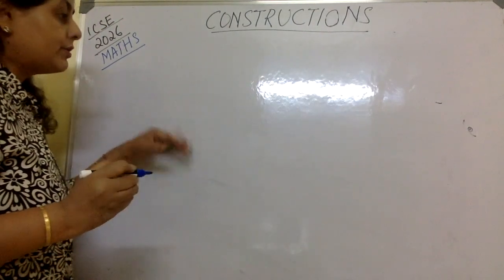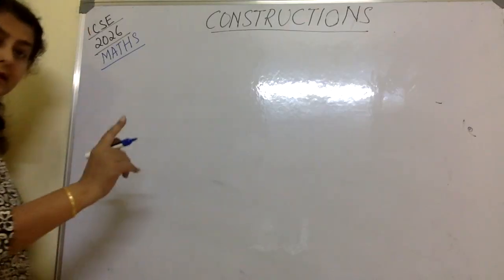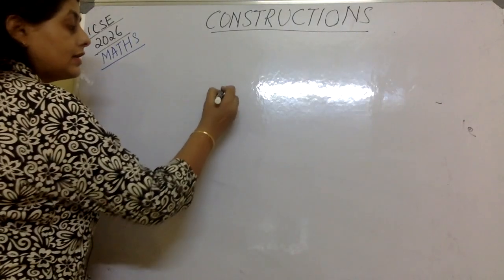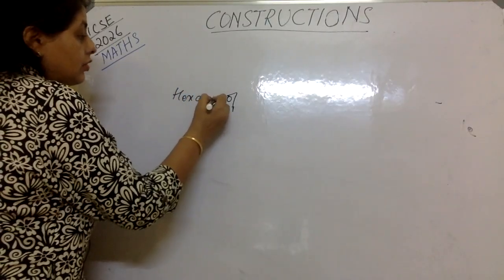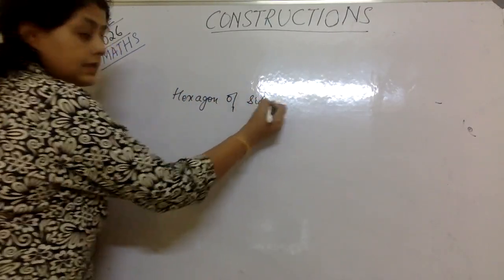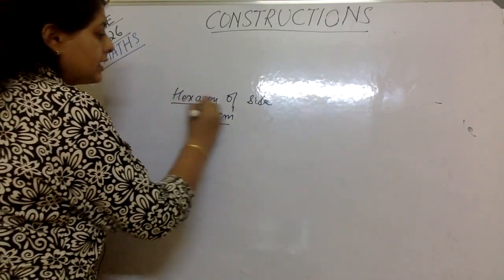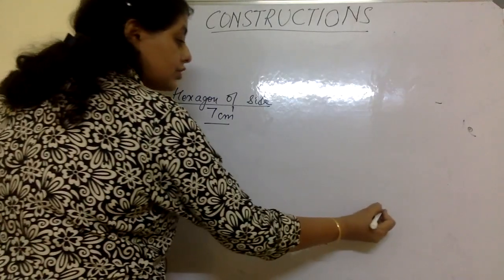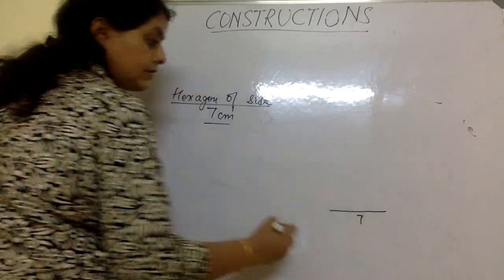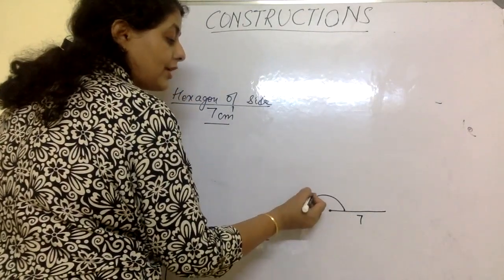Now we will be drawing a hexagon. First, drawing a hexagon. Now they will say, draw a hexagon of side, let's say 7 centimeter. Okay, hexagon of side 7 centimeter. How to draw? All you have to do, first draw a line 7 centimeter in length with your scale. At this point, make a 120 degree angle.